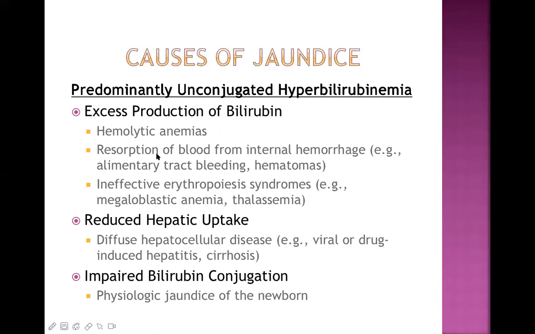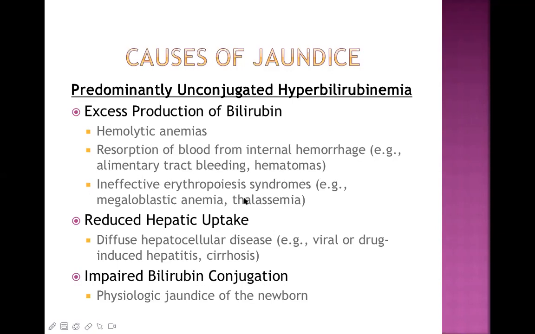Another one is resorption of blood from internal hemorrhage area. If there is hemorrhage or blood clot present inside the body, that is a source of bilirubin, because RBC is there, hemoglobin is there, so from there also bilirubin will be synthesized. Any example you can take, like GI bleeding or alimentary tract bleeding, any hematoma inside the body. Hematoma means blood clot, even in the cranial cavity, thoracic cavity or abdominal cavity, wherever.